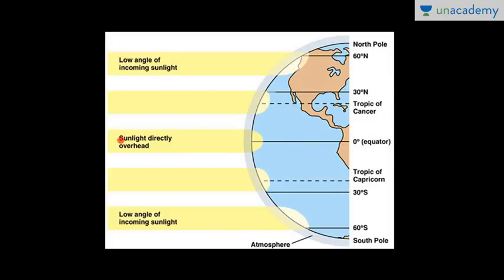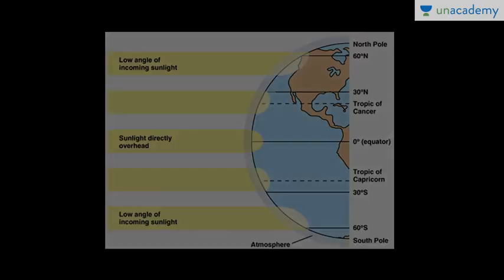On the contrary, there are slanting rays in the temperate region and the polar regions. That is why the intensity of sunlight is low. This is the reason that tropical regions have different climate and temperate regions and polar regions have different climate, right? Temperate regions are cooler, polar regions are frigid, and tropical regions are warmer.